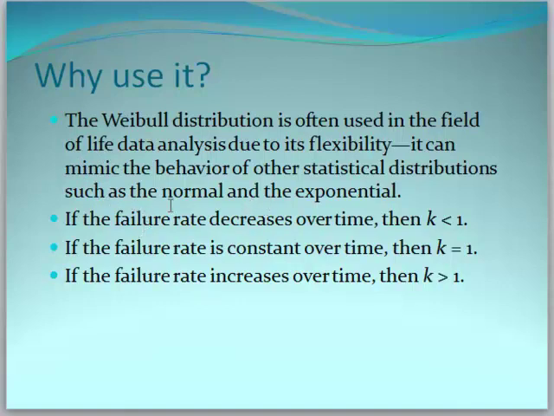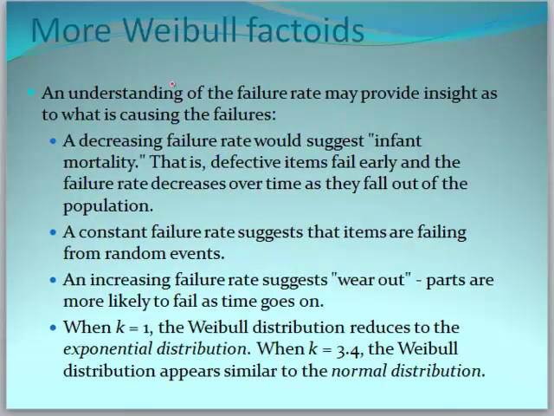If the failure rate decreases over time, then we can set the parameter k less than 1. If it's constant, it's equal to 1, and if it increases over time, then k is greater than 1. So here are a few more Weibull factoids. What happens if you have a decreasing failure rate? That would suggest that you have infant mortality, right? More things are going to die when they're young, and defective items fail early, and the failure rate decreases over time as they fall out of the population. So I think that's very much related to this k is less than 1.